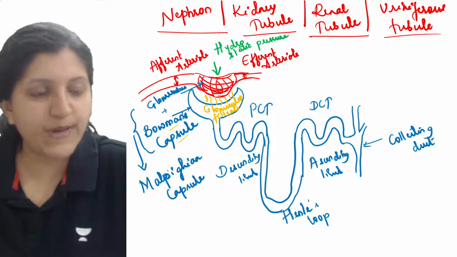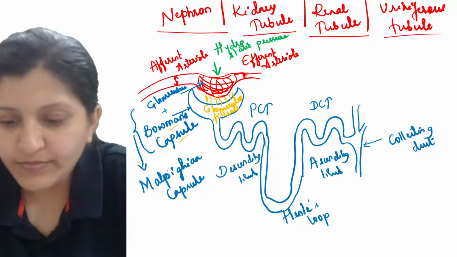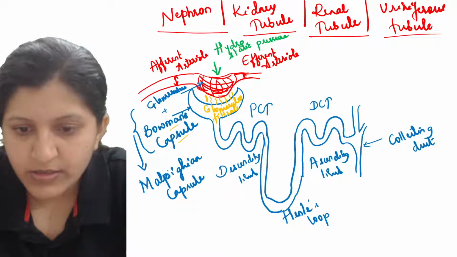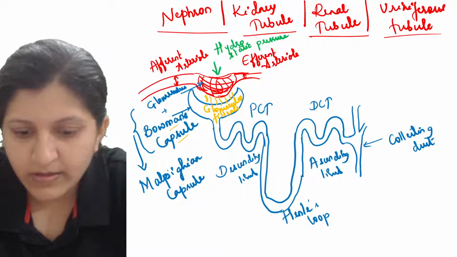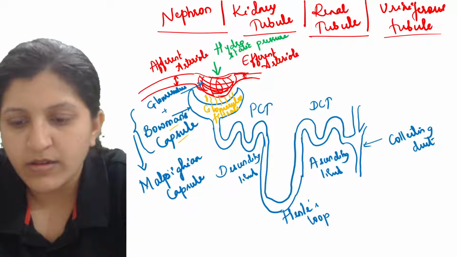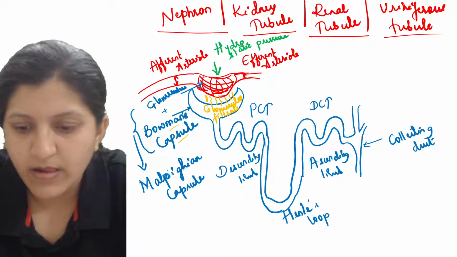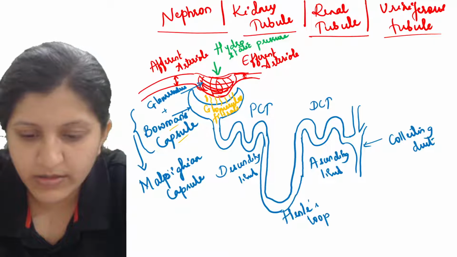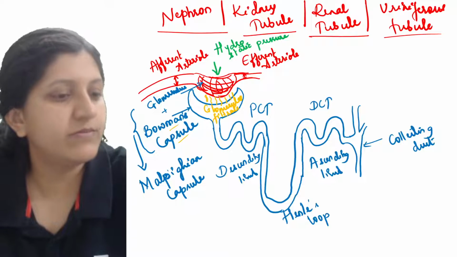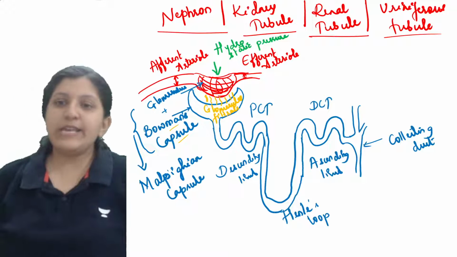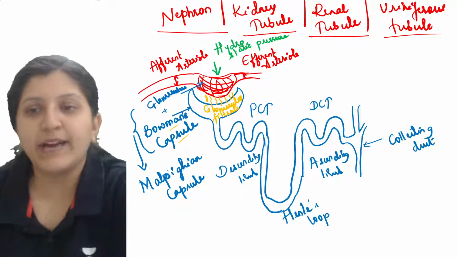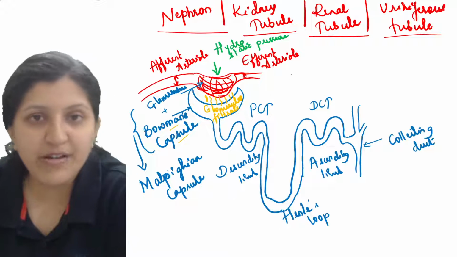So any doubt till this part, any of you? Okay, there are no doubts, right? So this is the overall structure. The step where the pressure is generated and the filtration of blood occurs is called the ultrafiltration process.